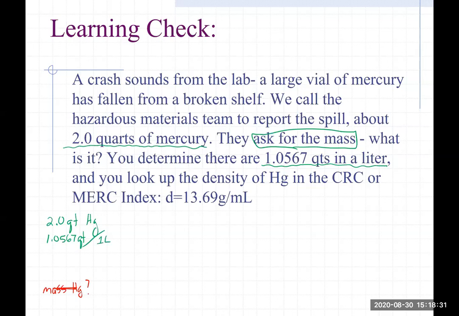And then you look up the density of mercury in a CRC index or a Merck index, and I get that it is 13.69. You notice how much more dense that is compared to water, which makes perfect sense if you've ever held mercury in a bottle. It's very heavy. So 13.69 grams per mL, and now I'm going to start evaluating what I have in terms of units.